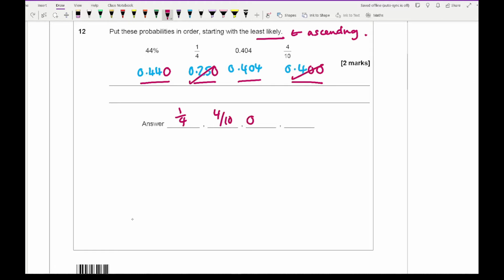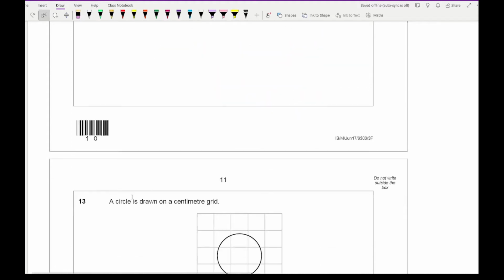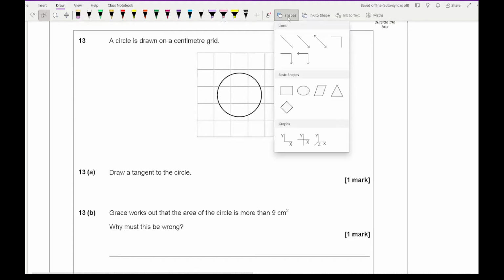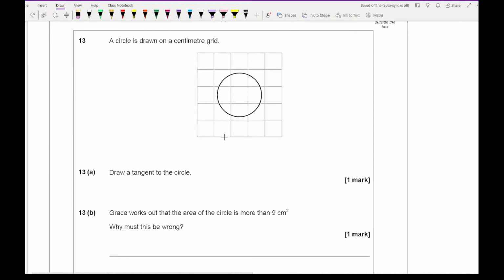Then it's 0.404. And then finally, it's going to be 44%. So then moving on to question 13, it says that a circle is drawn on a centimetre grid, and the question says draw a tangent to the circle. Now for this, all you need to do is draw a straight line that only touches the circle at one point. Now it's going to be very difficult for me to do, but basically what you want to do is draw a line where it only touches the circle once.